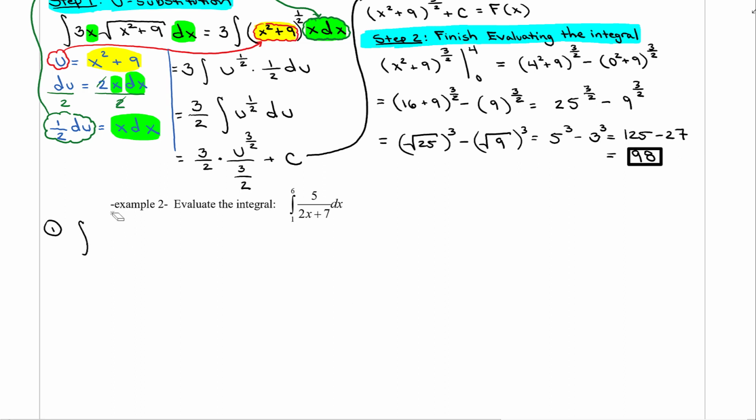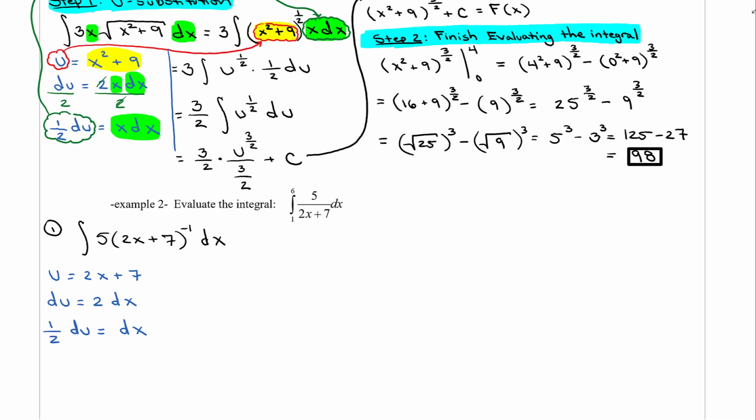So I'm going to rewrite this as the integral of 5 times (2x + 7) raised to the -1 power dx. Now I'm going to choose my u equal to 2x plus 7, that's going to be my inner function, and du is equal to 2 dx. And if I solve for dx, I'm going to get 1/2 du is equal to dx.